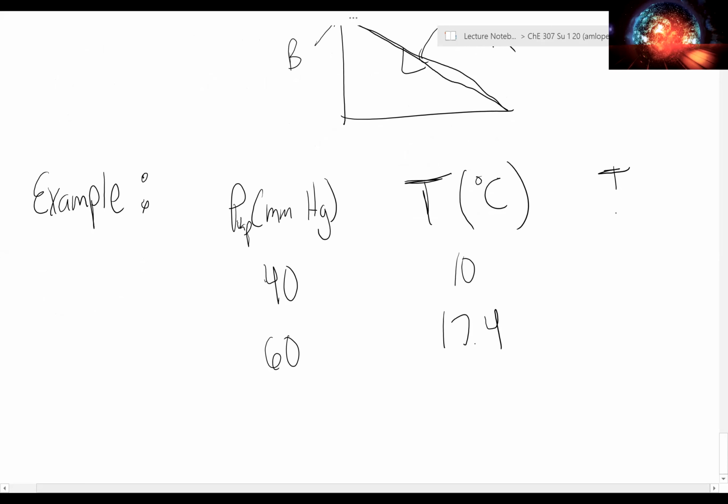So you'd have to look at the absolute temperature, which 10 degrees is about 281 Kelvin. Oh, did I say that was 10 degrees? I did. That's 283. And 17.4 is what? 290.4.